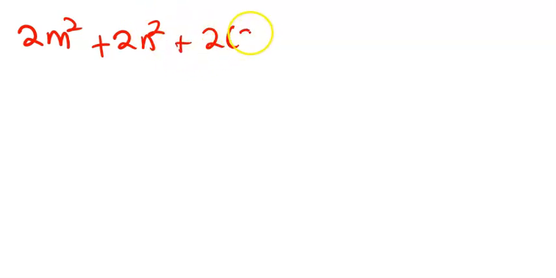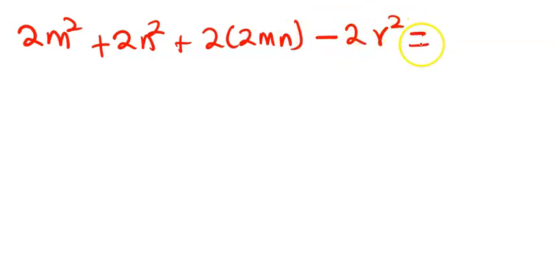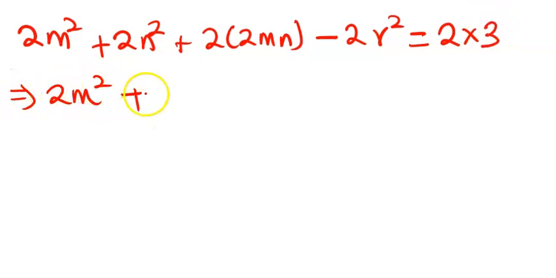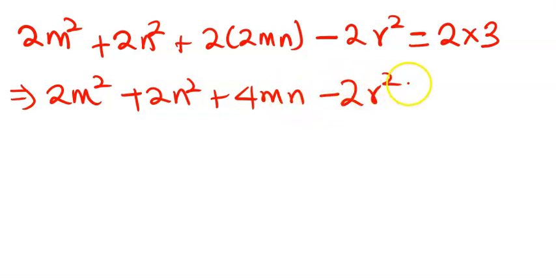So we have 2 times m squared, and 2 times n squared, plus 2 times 2mn, and then 2r squared. Whatever we do on the left hand side, we have to do the same thing on the right hand side. So we have 2 times 3. This implies that 2m squared plus 2n squared plus 4mn minus 2r squared is equal to 6. So that is the answer.